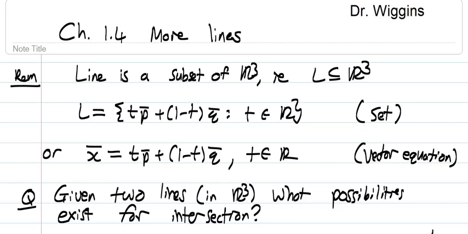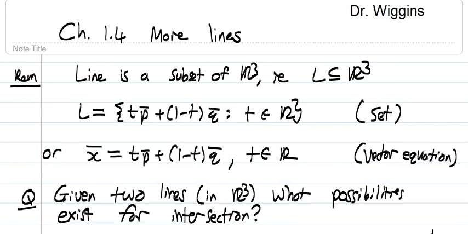Now remember, what is a line? A line is an infinite set of points in R3, or it's a subset of R3, i.e. L is a subset of R3. Now there are two ways you can denote a line, either in set notation or as a vector equation, but do not confuse the two. So we can write the line as the set of vectors of the form tP plus (1 minus t)Q, where t is a real number.